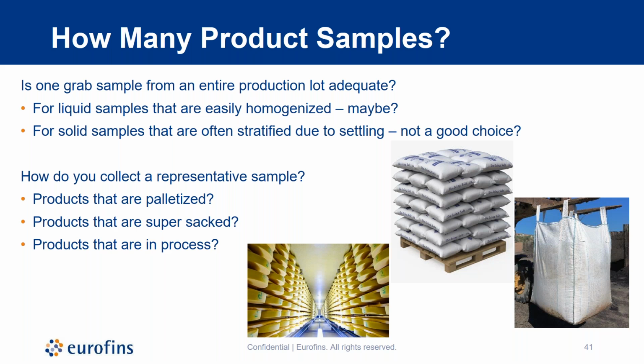But if you've got solid samples that are broken into smaller primary packages that then may be in larger boxes that are secondary packages, or put in palletized containers or something like a big super sack, then where do you collect your representative sample? Is it on the top? Is it on the bottom? Is it in the middle? Is it the beginning of a production run, the middle of a production run, the end of the production run? All of these questions you need an answer for. You need to justify why you collected the sample that you have.